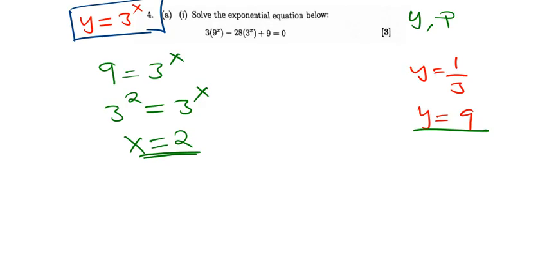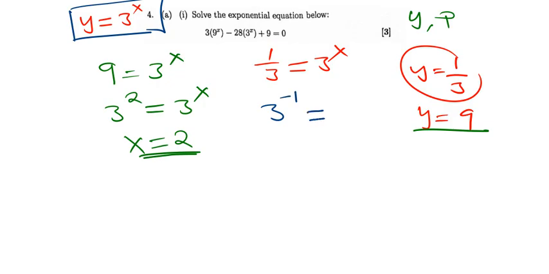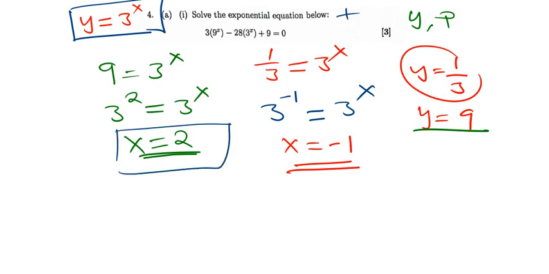we have our y being equal to 1 over 3. So 1 over 3 is equal to 3 to the power x. Now 1 over any number can be represented as that number raised to the power negative 1. Okay, so x becomes negative 1. So since in this question we didn't have any restriction, the question was just saying solve. It didn't specify find the positive answer or negative, so both answers stand.